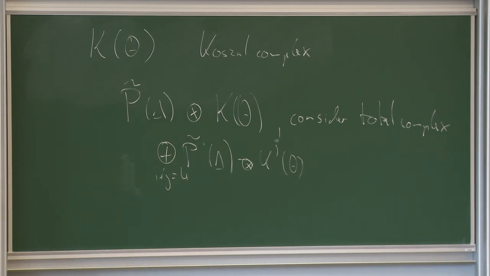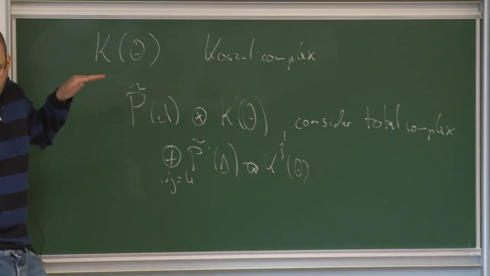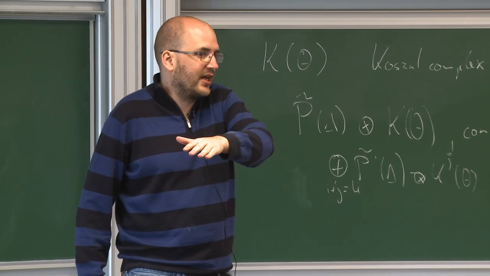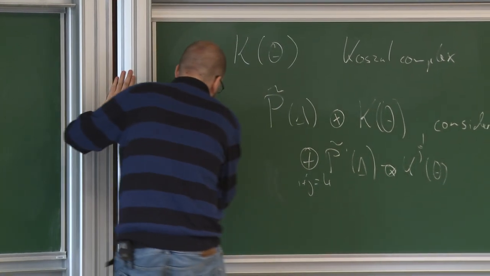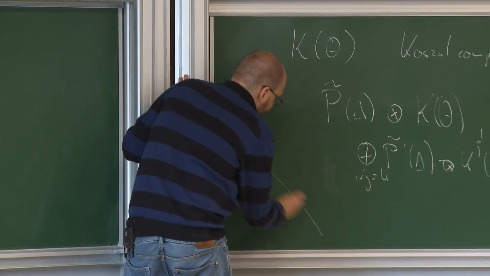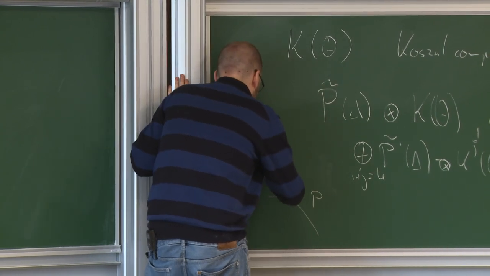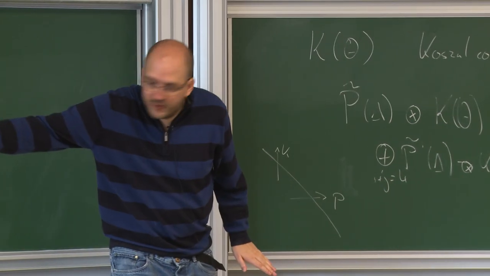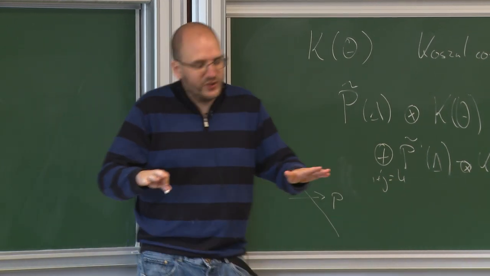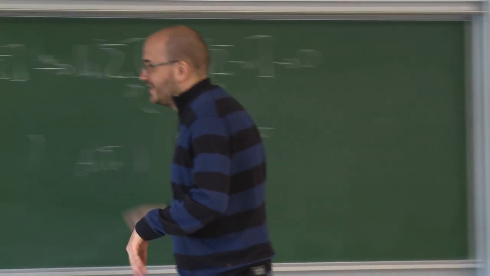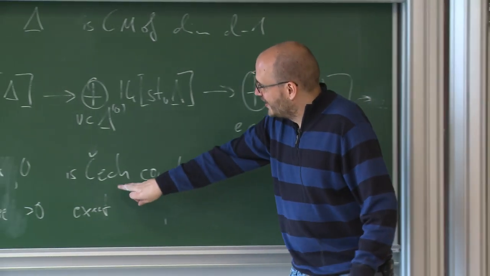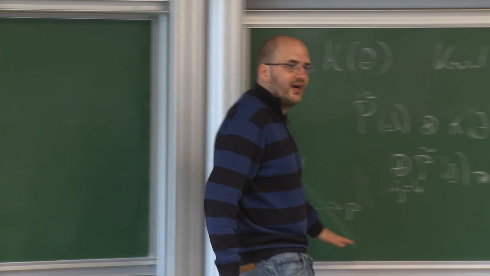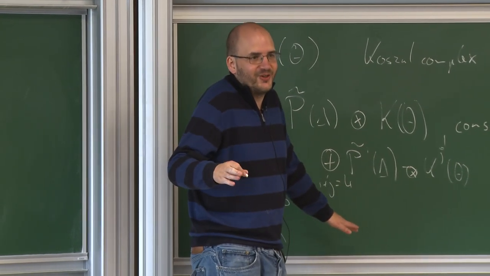So what do I have in the direction of this complex P? In positive homogeneity or polynomial degree, this is just exact. So if this is the direction of P, and this is the direction of K, in positive degree this is exact. There are too many degrees. There's a homogeneity degree. In positive homogeneity degree, P is exact. So we can push down until we end up in homogeneity degree zero.